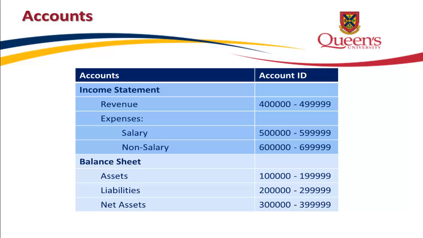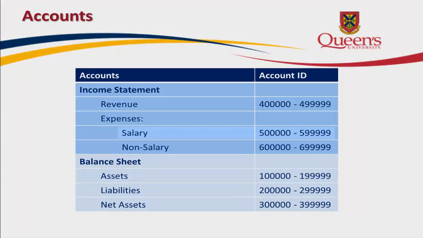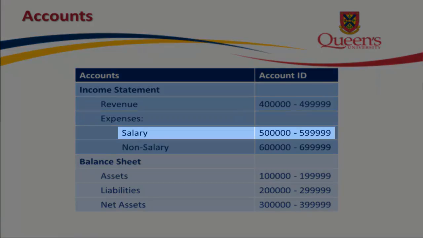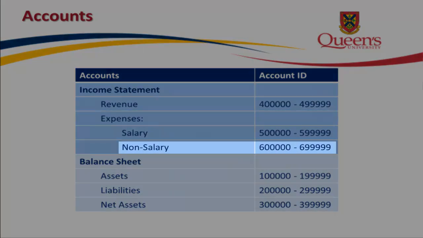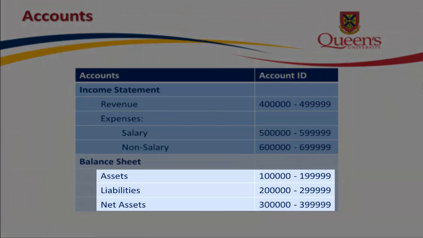Accounts are 6 digits in length and are set up in specific ranges. Income statement accounts include revenue accounts which begin with a 4. Salary expense accounts begin with a 5, while non-salary expense accounts begin with a 6. Balance sheet account ranges include asset, liability, and net asset accounts.